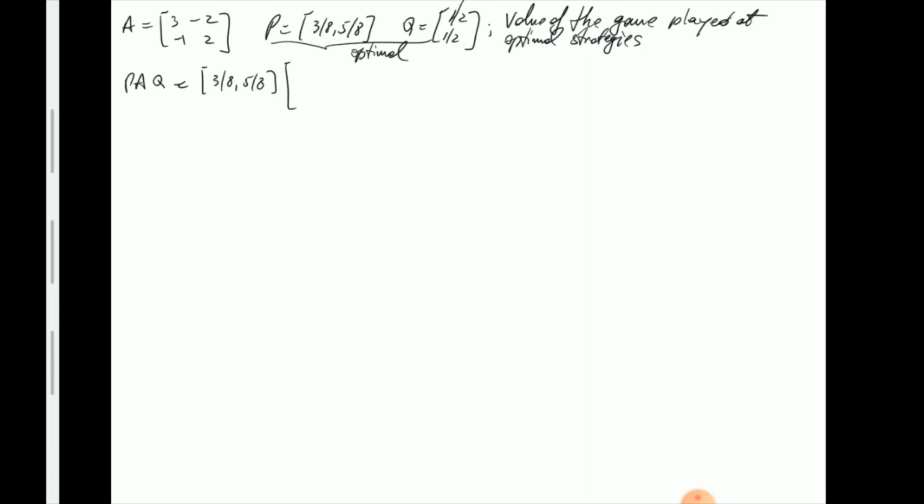Well, maybe not, I guess. Let's do it in exact format. So that's going to be, let's see, the first multiplication is going to be 9 over 8, 3 over 8 times 3, right? So that's going to be 9 over 8 minus 5 over 8, minus 6 over 8 plus 10 over 8, multiplied by 1/2, 1/2. That's 4 over 8, comma 4 over 8, which is actually 1/2, 1/2.